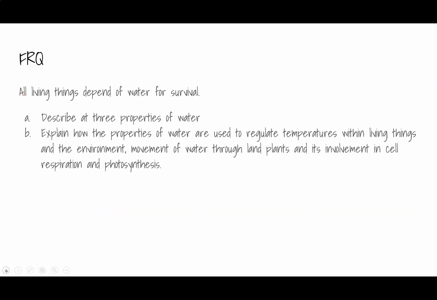Now going to B, explain how the properties of water are used to regulate temperatures within living things and the environment, which again, that's going to focus on the high specific heat, and that's also going to keep plants that are wet cool, because if a plant has a lot of water in it, then it will also heat and cool very slowly. The movement of water through plants, which we talked about in transpiration, and its involvement in cell respiration and photosynthesis. Now, we did not talk about that, so that's what I'm going to kind of focus on here.